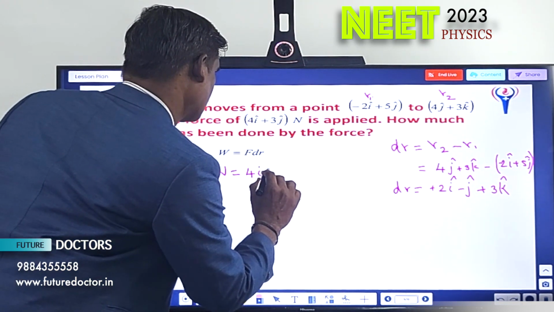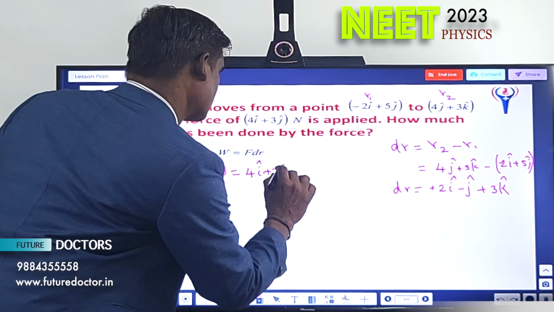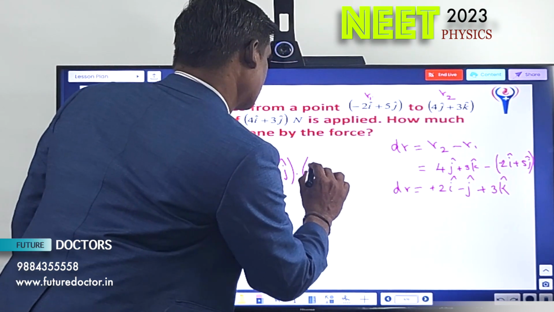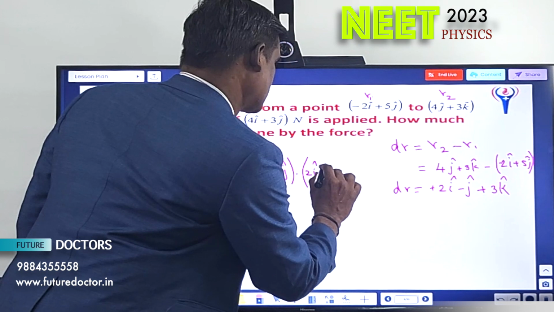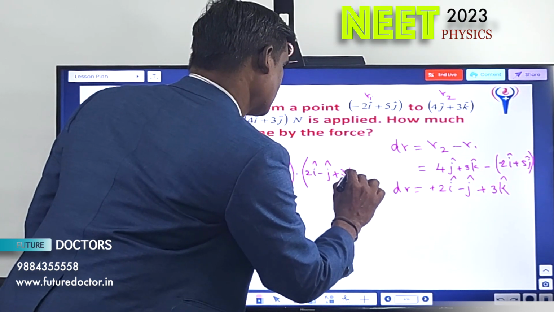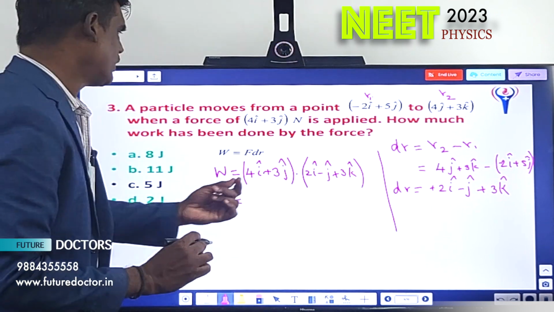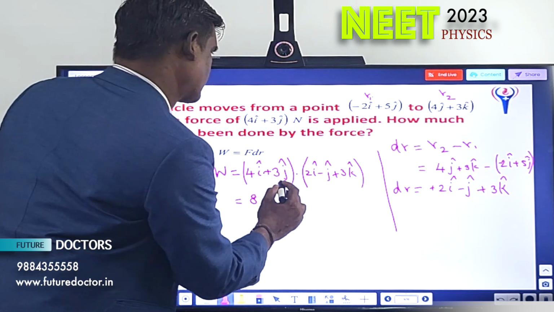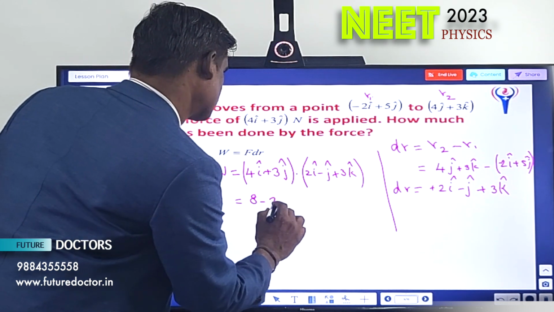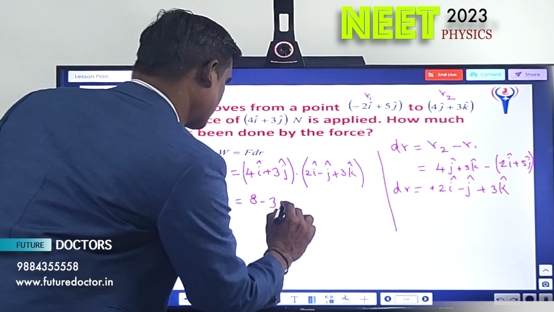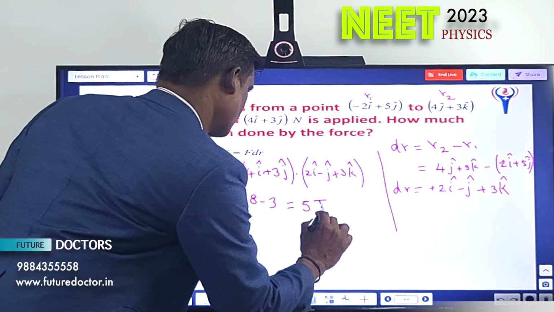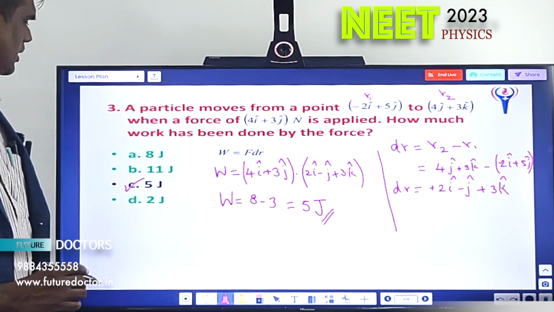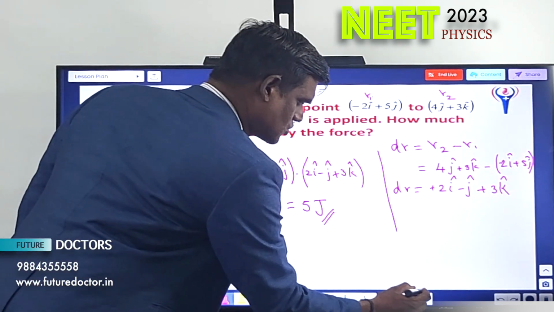4i cap plus 3j cap dot these things, 2i cap minus j cap plus 3k cap. Then 4i dot 2i is 8, and then 3j dot minus j is minus 3, so 8 minus 3. The k component becomes 0. So 8 minus 3 is 5 joules. That is work done W equal to 5 joules. Option C is the correct answer. Let's move to the fourth question.